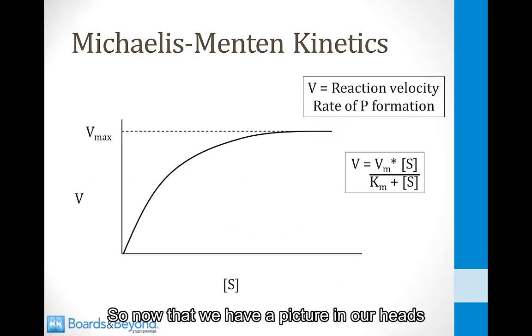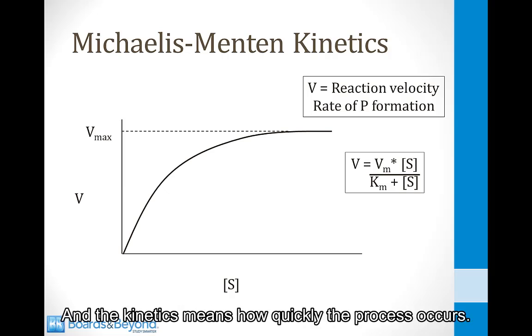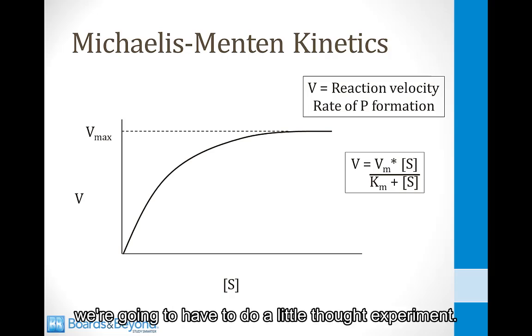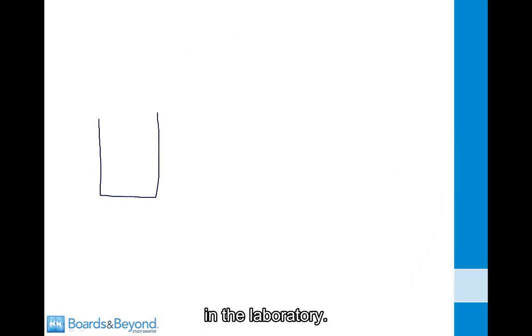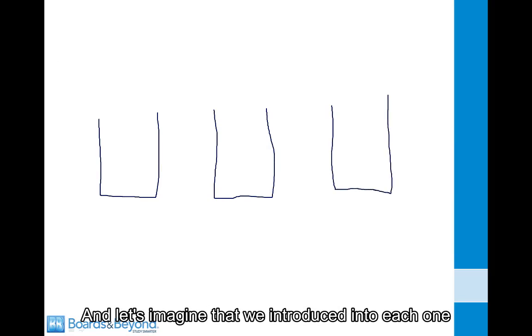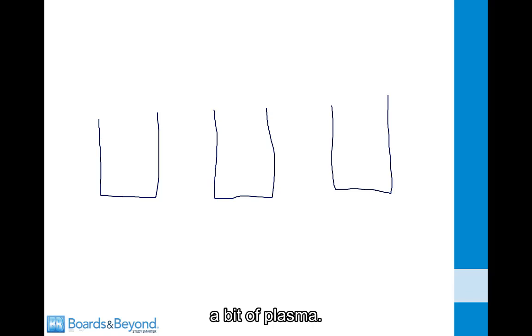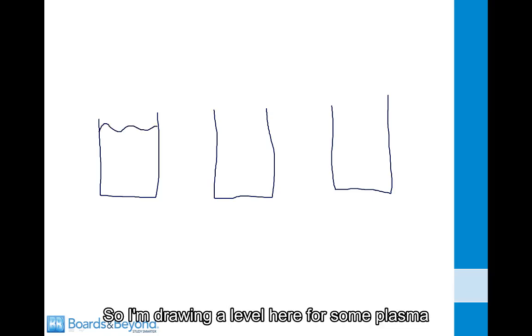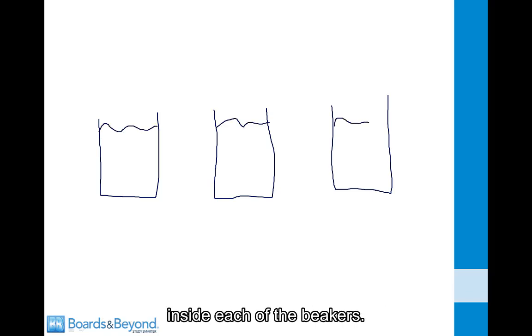So now that we have a picture in our heads of how enzymes convert substrate into product, we're going to begin to discuss the kinetics of that conversion process. And the kinetics means how quickly the process occurs. And in order to understand this, we're going to have to do a little thought experiment. So let's imagine that we took 3 beakers in the laboratory. I'm going to draw 3 beakers right now. And let's imagine that we introduced into each one a bit of plasma. So I'm drawing a level here for some plasma inside each of the beakers.